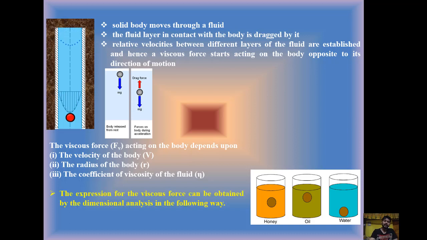Now, the expression for this viscous force can be obtained by dimensional analysis. So we write that Fv is equal to k v to the power a, r to the power b and eta to the power c, where v is the velocity of the body, r is the radius of the body, and eta is the coefficient of viscosity of the liquid, where k is a dimensionless proportionality constant.